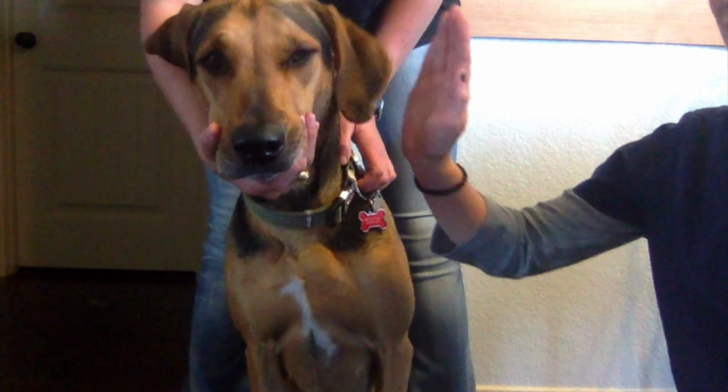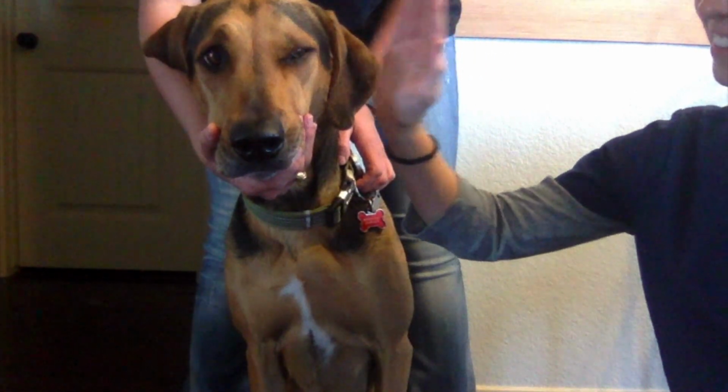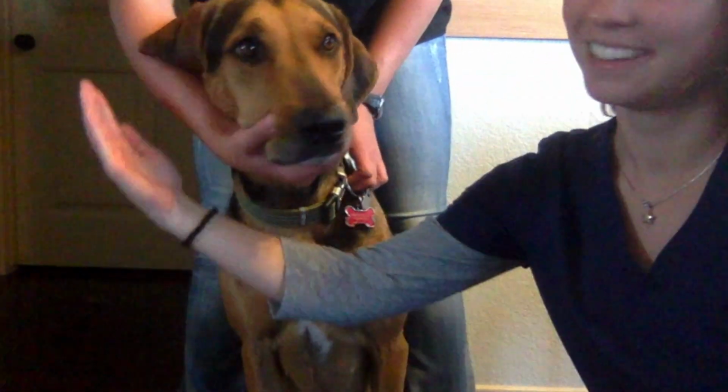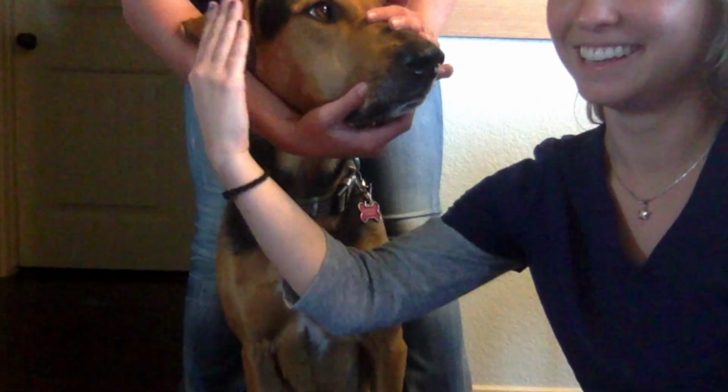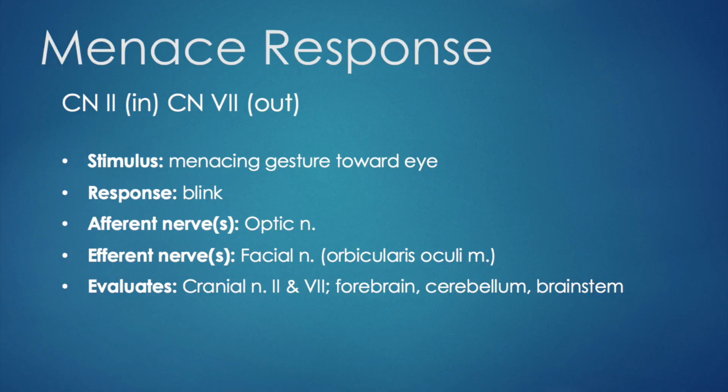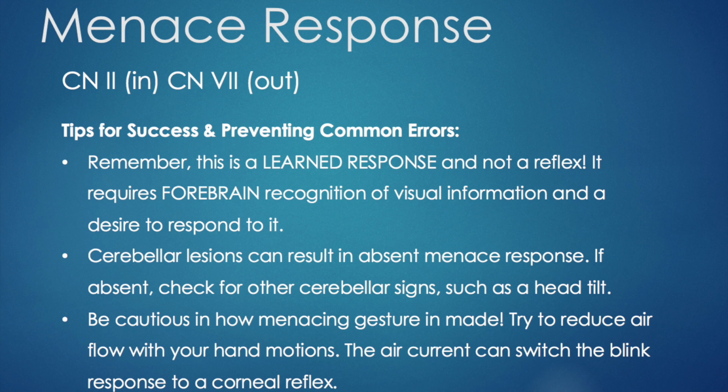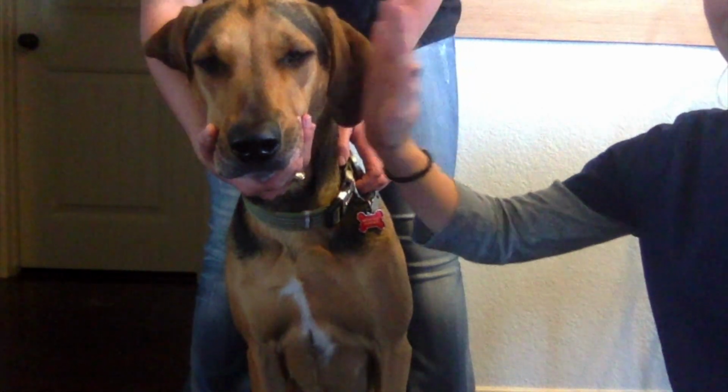The menace response evaluates cranial nerves 2 and 7. Notice this is called a response, not a reflex. Make a menacing gesture towards the eye and expect the dog to blink in response. Because the forebrain is involved, this evaluates conscious vision. Be careful not to cause too much airflow with your hand gestures. The airflow could actually elicit a corneal response with the air hitting the eye. Notice the controlled hand motions.